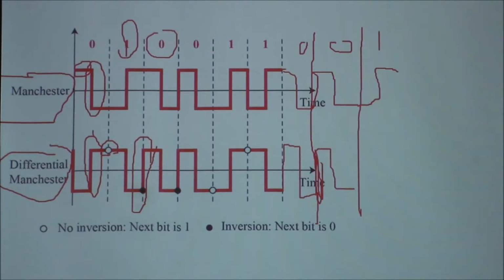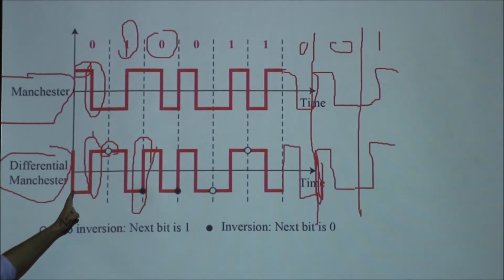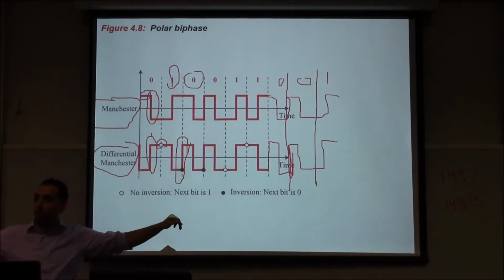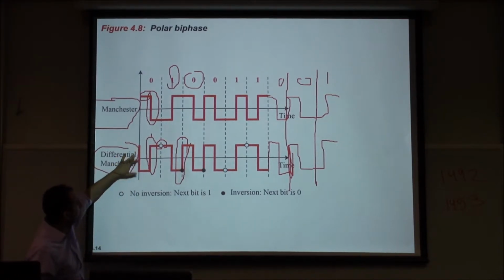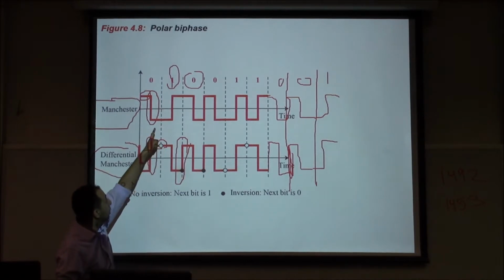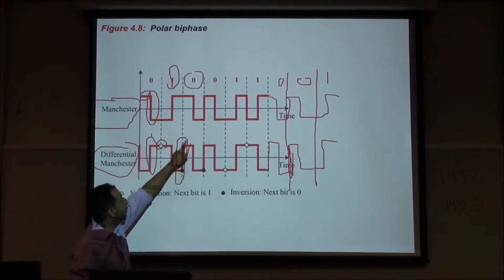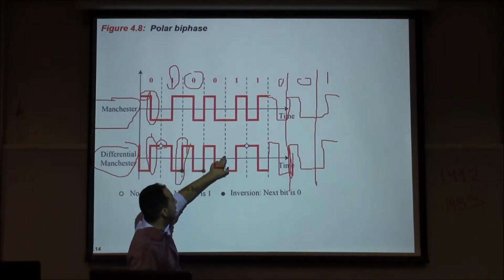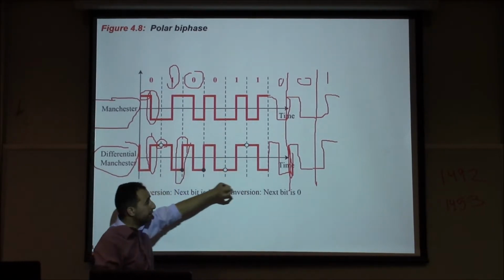So it is not about high to low or low to high in the differential Manchester. It is about whether we have a transition at the beginning of the bit period or not. That's what determines if it's a 0 or 1. By looking here, if we have a transition, we are sure we have a 0. If we don't have a transition, we are sure we have 1. Transition, 0. Transition, 0. No transition, 1, and so on.